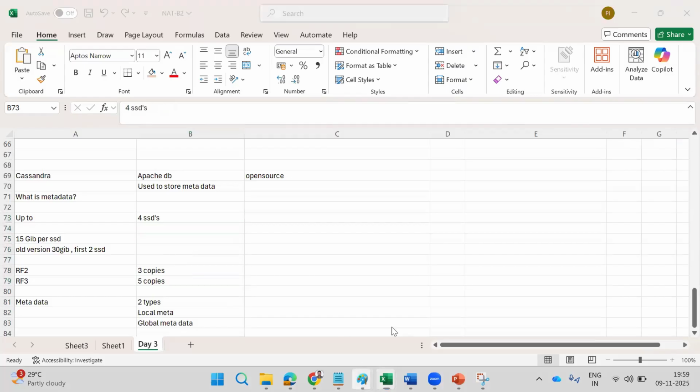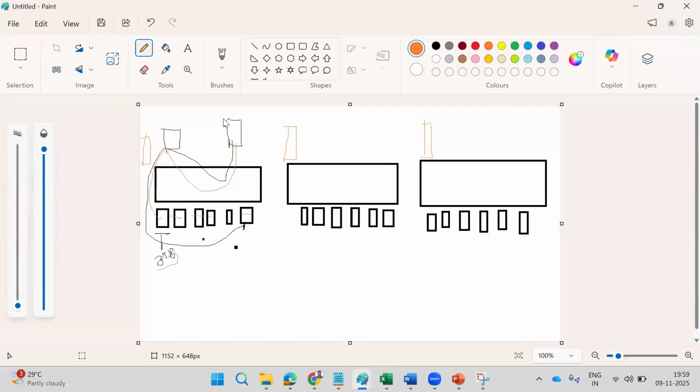Let's take an example. I'm storing some data here. This is my VM, and that VM stores some data here. That information is updated in the local metadata, right? This metadata will be replicated to 3 different nodes. Likewise, this node maintains its local metadata, and that metadata is replicated to 3 different nodes. Got it?